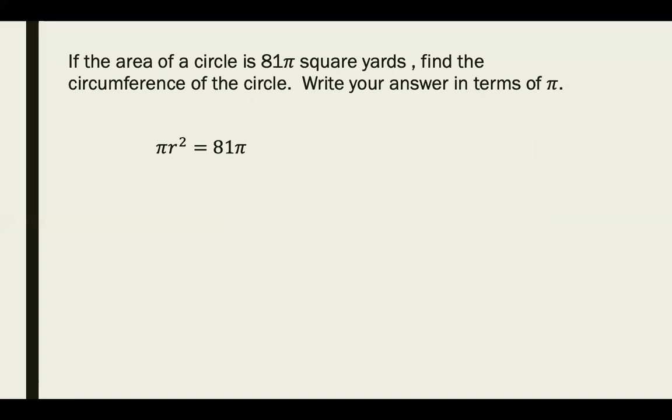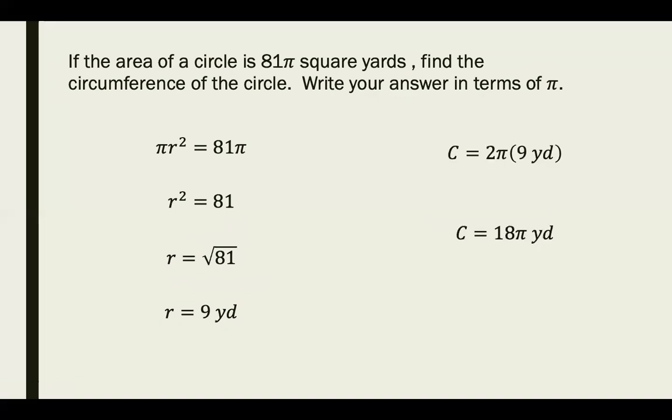So what's the first thing we want to do? Well, let's divide both sides by pi. That just leaves us r squared equals 81. What is r then? Well, if we take the square root of both sides, we get 9 yards for the radius. Now we need to plug this into our circumference formula, 2 pi times the radius, and we end up getting 18 pi yards as the answer.